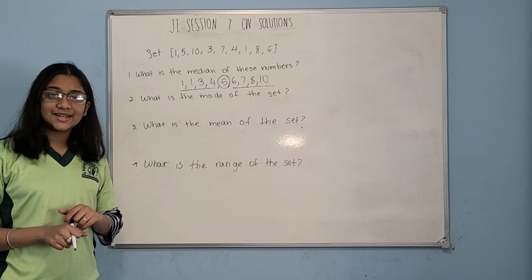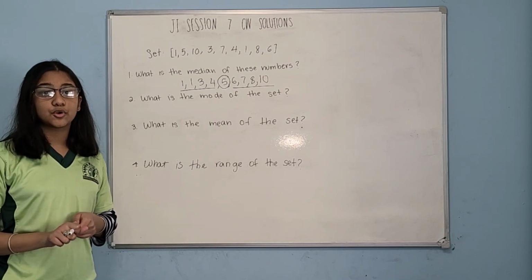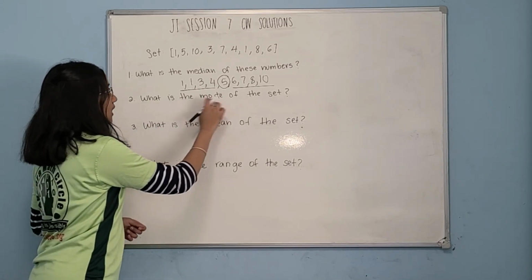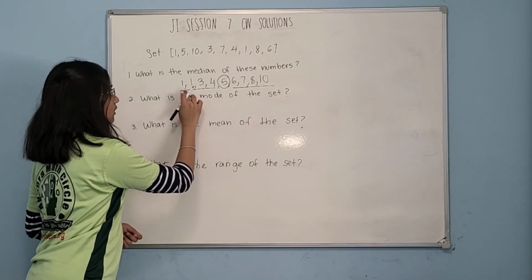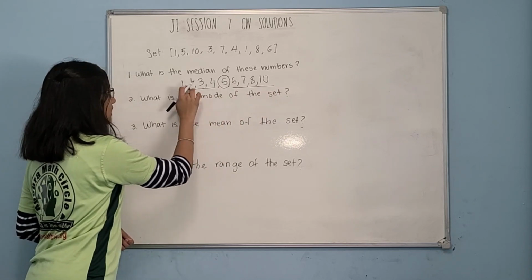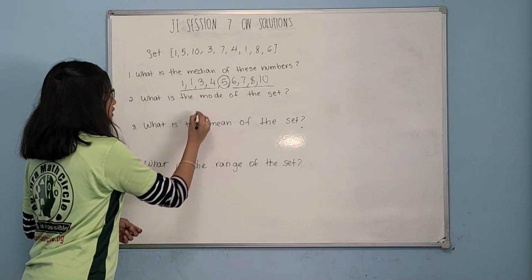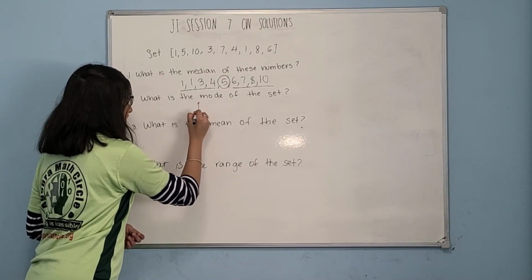What is the mode of this set? So the mode of any set is basically the number that appears more than once, or the number that appears the most. Now in this case over here, if we look at it, 1 is the only number that appears 2 times. The rest appear only once. So 1 would be the mode of this set.